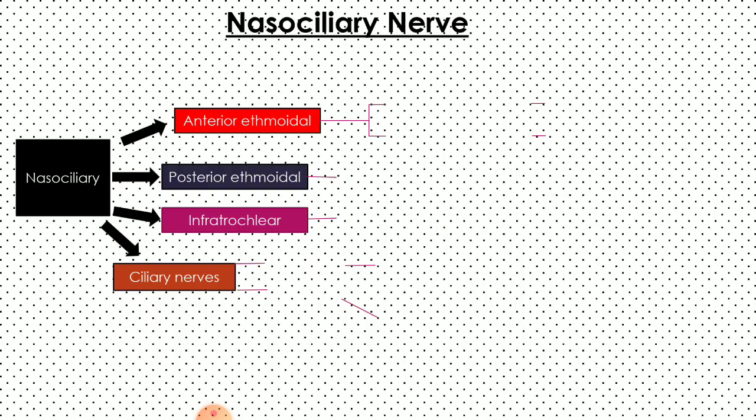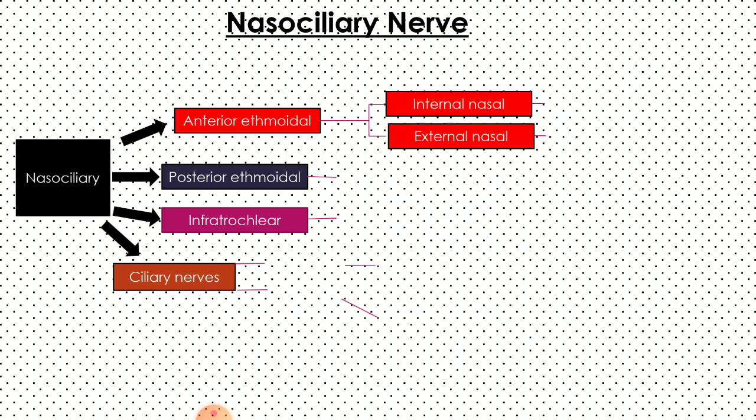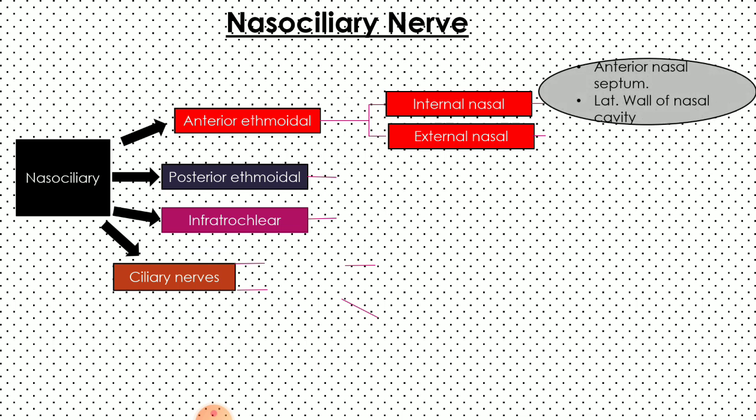Moving on to the nasociliary nerve first. As we have seen earlier, it has the anterior ethmoidal nerve branch, posterior ethmoidal nerve, infratrochlear and ciliary nerves. Now the anterior ethmoidal nerve is further divided into internal nasal and external nasal. The internal nasal mostly supplies the internal part of the nose, such as the nasal septum and lateral wall of the nasal cavity, whereas the external nasal branch usually supplies the external features of the nose, that is the ala of the nose and apex of the nose.